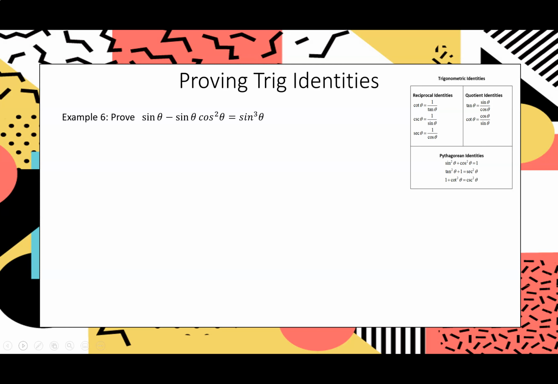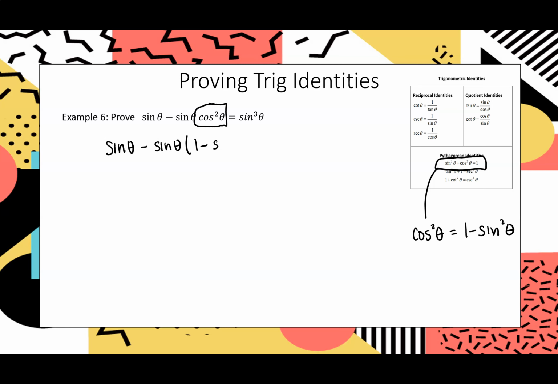All right, so what can we do here? I think I'd like to first start by rewriting cosine squared theta. So right here, I'm subtracting sine squared from both sides, and I see that cosine squared theta equals 1 minus sine squared theta. So I'm going to rewrite this as sine theta minus sine theta, and I've got to keep parentheses here, 1 minus sine squared theta equals sine cubed theta. And you might as well assume that sine cubed theta is just sine times sine times sine.